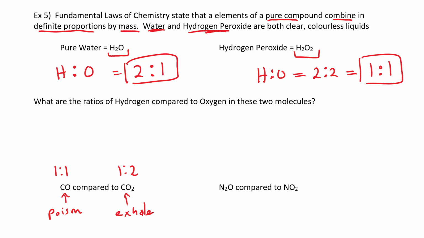Here we have N2O and NO2. We're comparing nitrogen compared to oxygen. This is a 2-to-1 ratio. This is a 1-to-2 ratio. N2O, nitrous oxide. It's an anesthetic. This is maybe what they give you at the dentist to try and calm you down a bit, sometimes known as laughing gas. NO2, this is a pollutant. Not good. So by changing the ratio of atoms, we can change the properties completely of those molecules. Very important concept for chemistry.